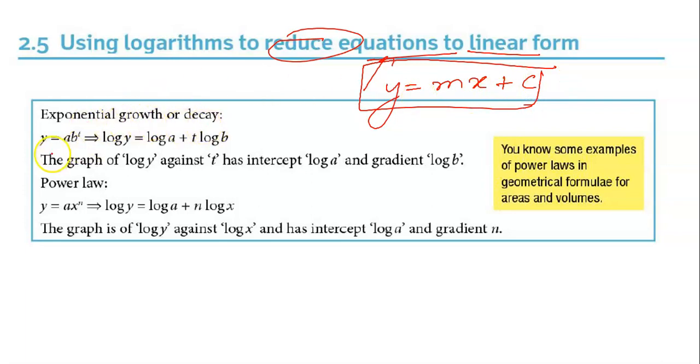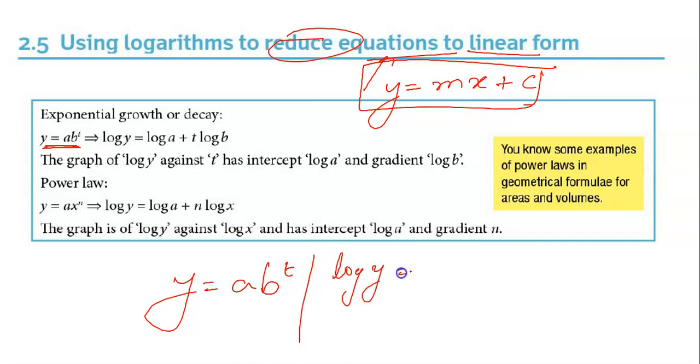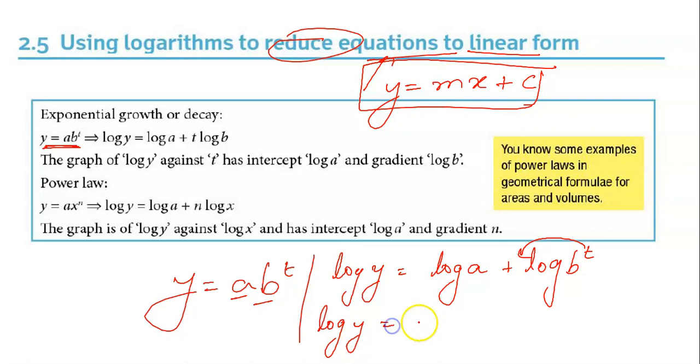Exponential growth or decay is of the form y equals to a b raised to power t, right? If you take log on both the sides, you will have log y equals to log of a, as this is getting multiplied with b, and log of b raised to power t. T comes in front, so you will have log y equals to log of a plus t log of b.